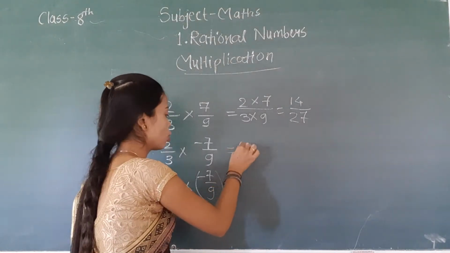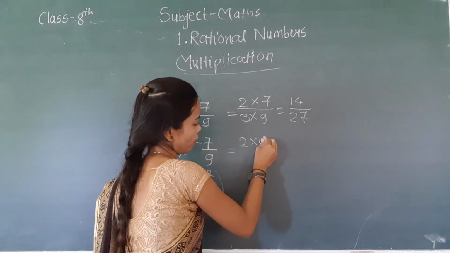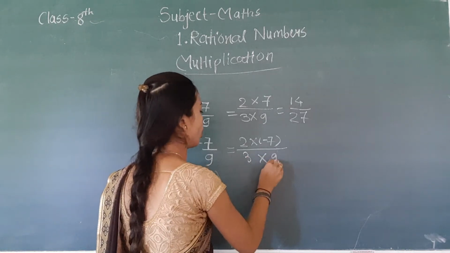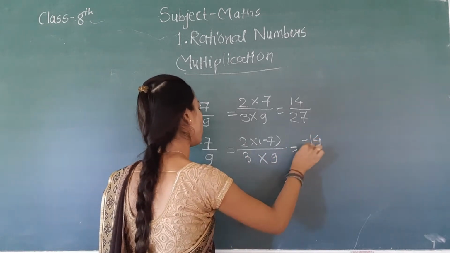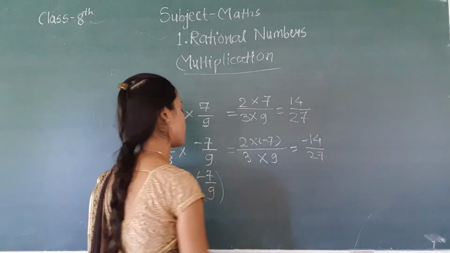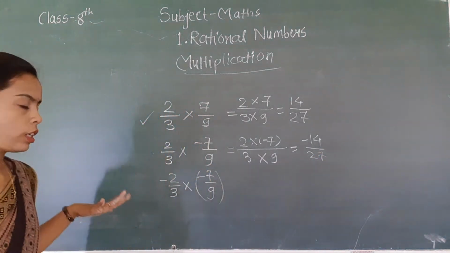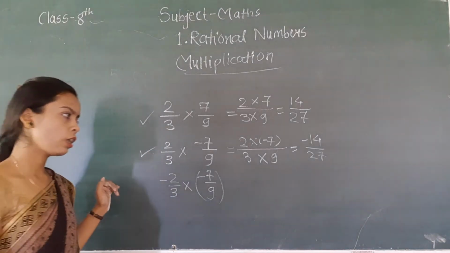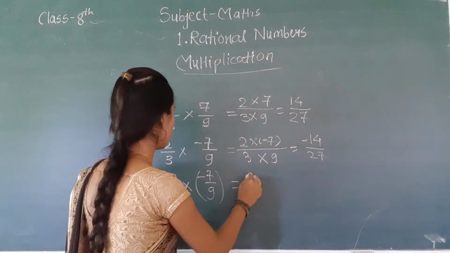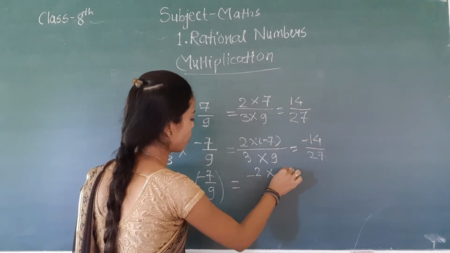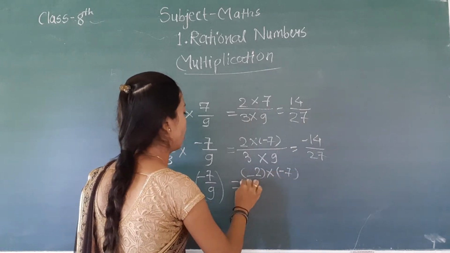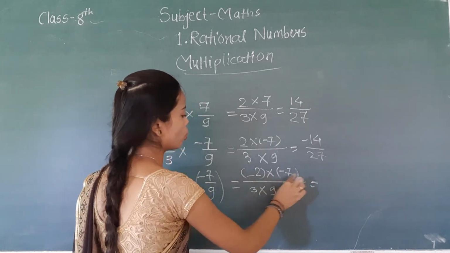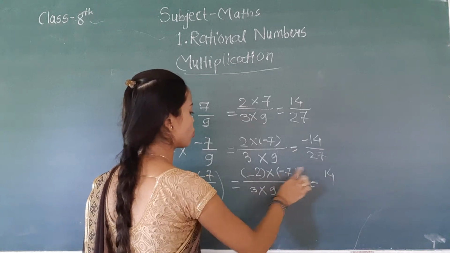Now next is 2 into minus 7, and in the denominator 3 into 9. So your answer is minus 14 upon 27. This is again a rational number because there is no condition given that a rational number must be positive. Now next is minus 2 multiplied with minus 7, and in the denominator 3 into 9. In this case your answer is 2 into 7, 14, and minus into minus is plus.